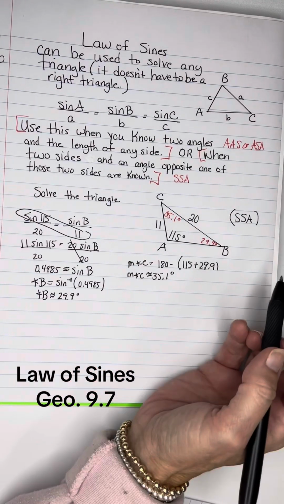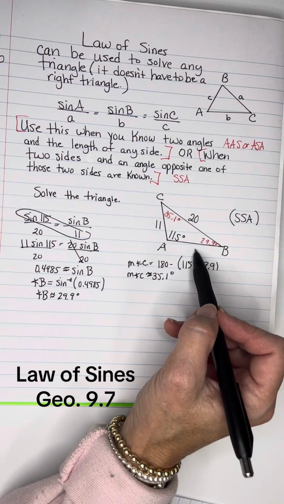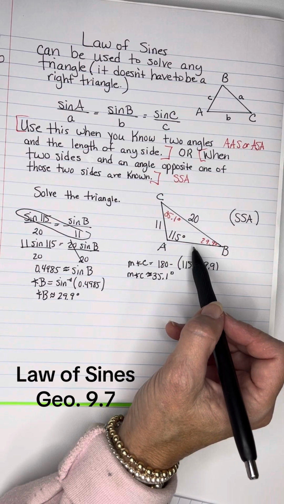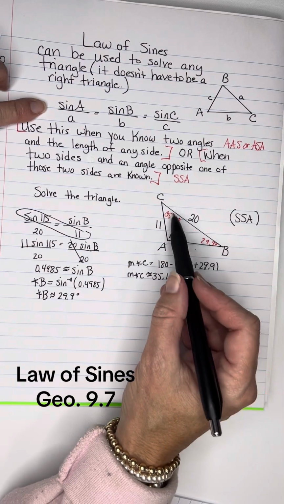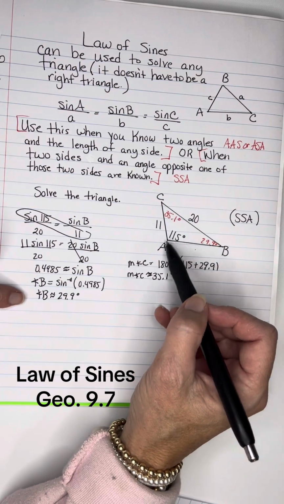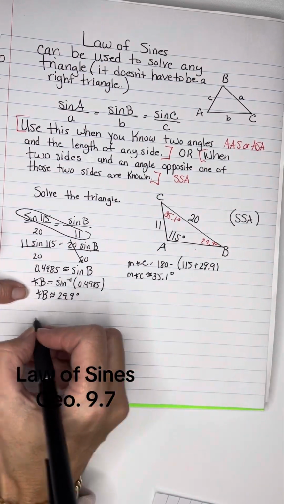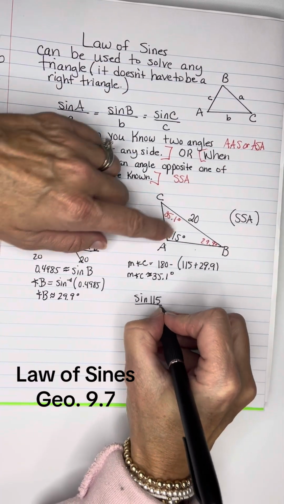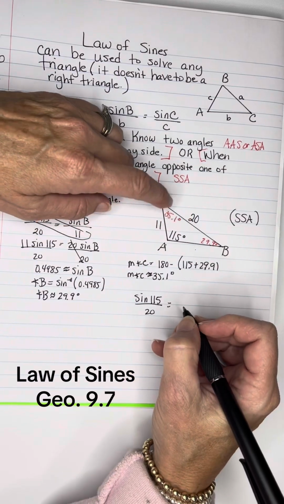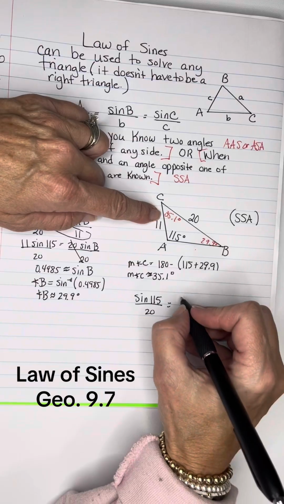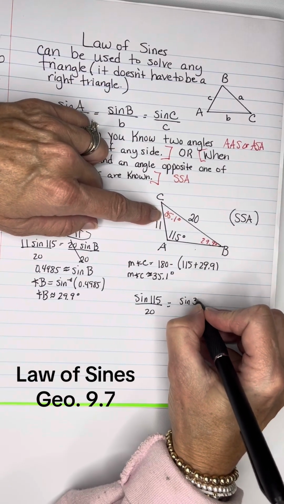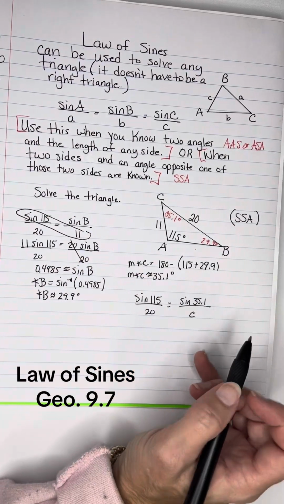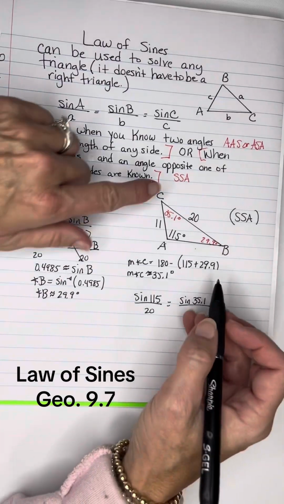Now the only thing I'm missing is this leg here. I have both angles and I need this leg. I can still use the law of sines to do that, because now I know this angle. So let's take that sine of 115 over the opposite 20 equals, we're looking for this little c here, so sine of 35.1 over the little c, which is what we're looking for. We call it little c because it's opposite of the big C.